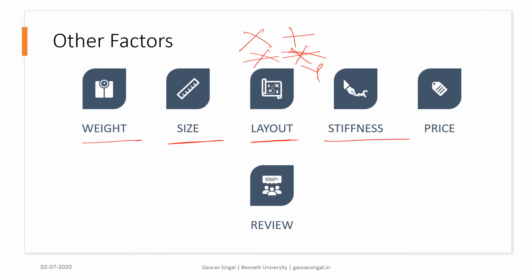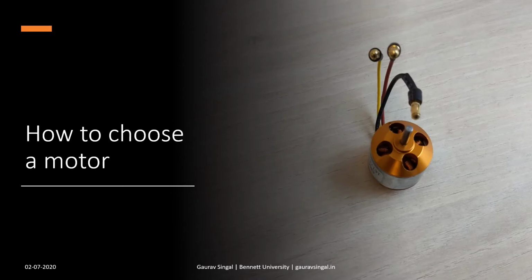And stiffness: maybe you can use carbon material, or you don't need any stiffness in the drone because you want to fly in some kind of risky areas. Then what is your budget and what is the review. Multiple kinds of drones are available in the market, so according to review you can choose which one is suitable for your project. So these are the basic parameters that can help you decide which frame is suitable.